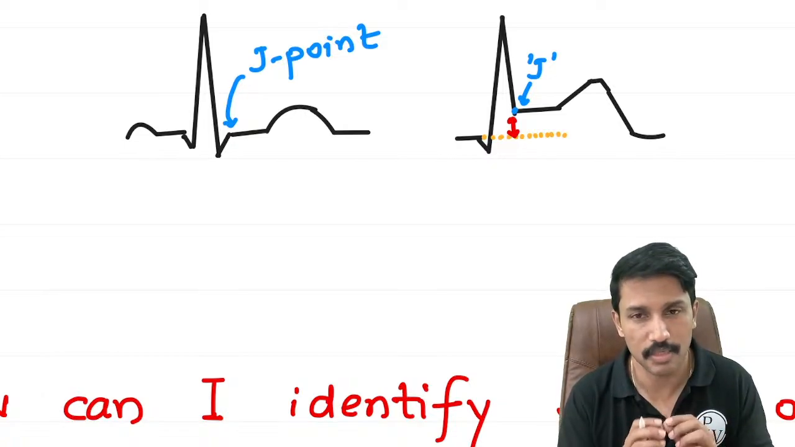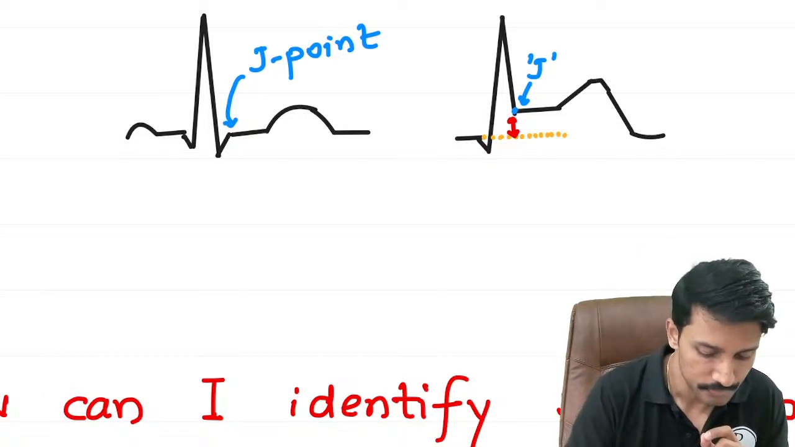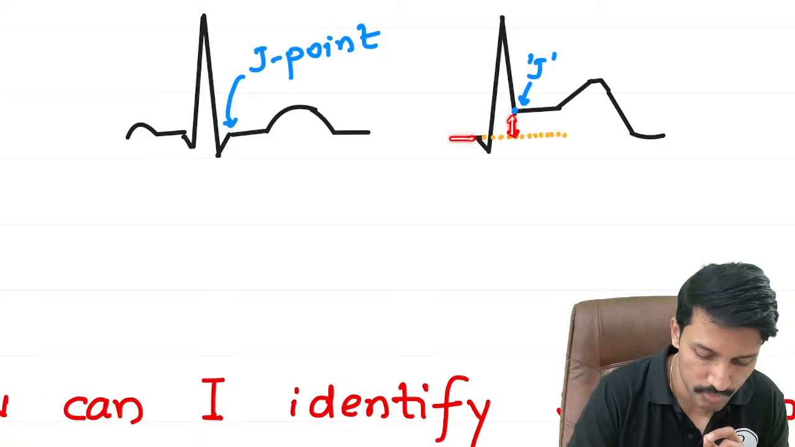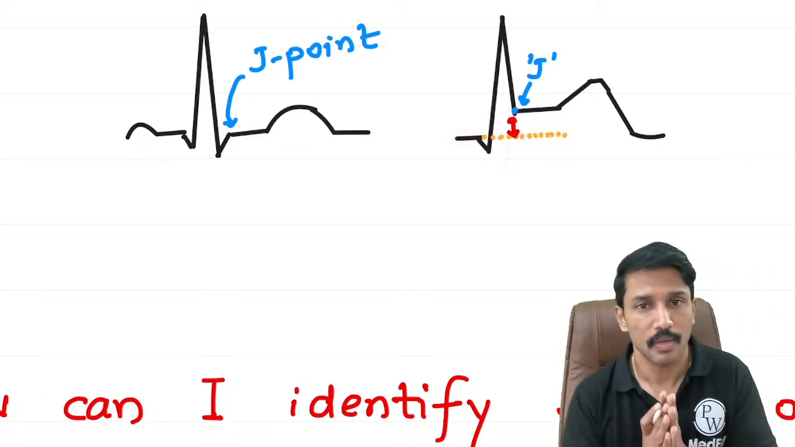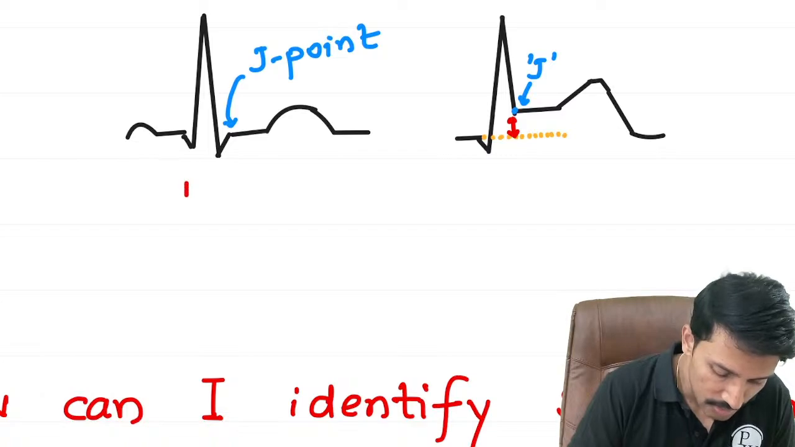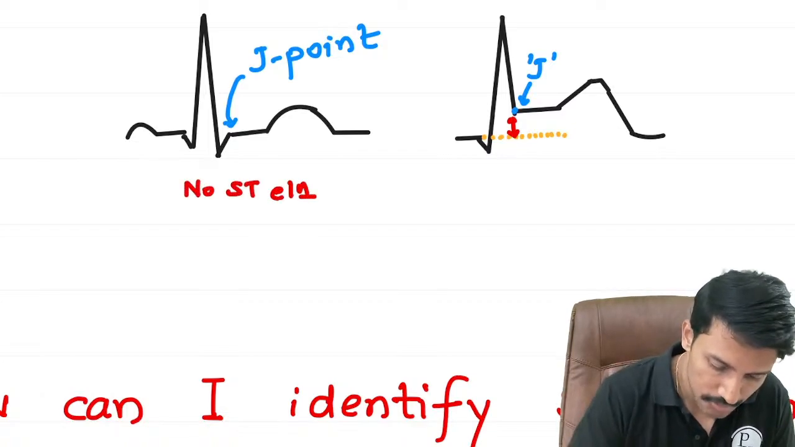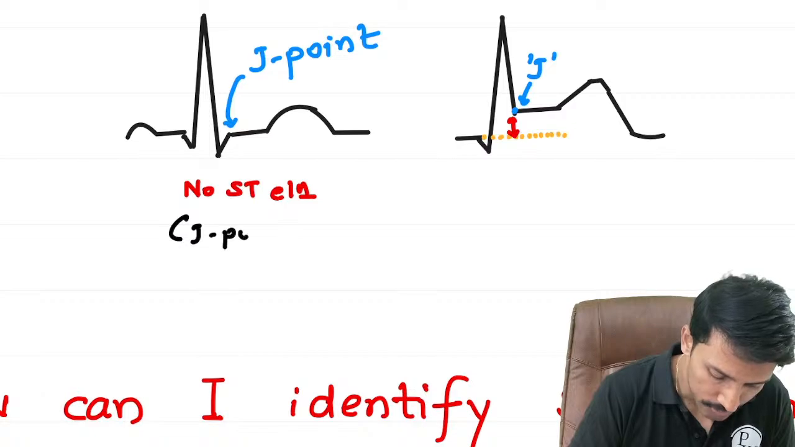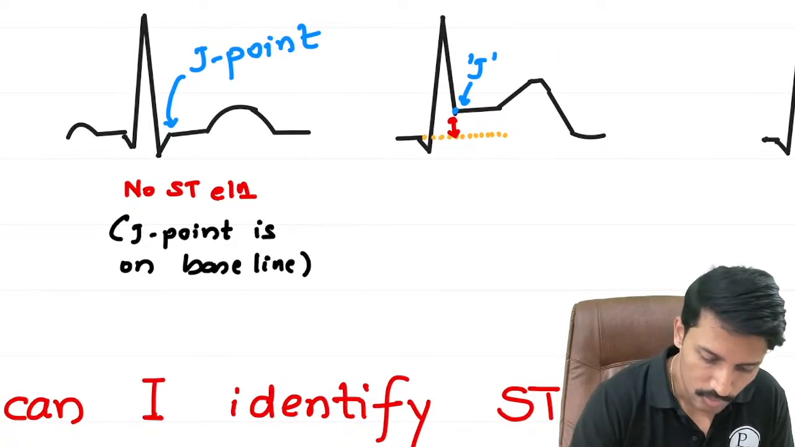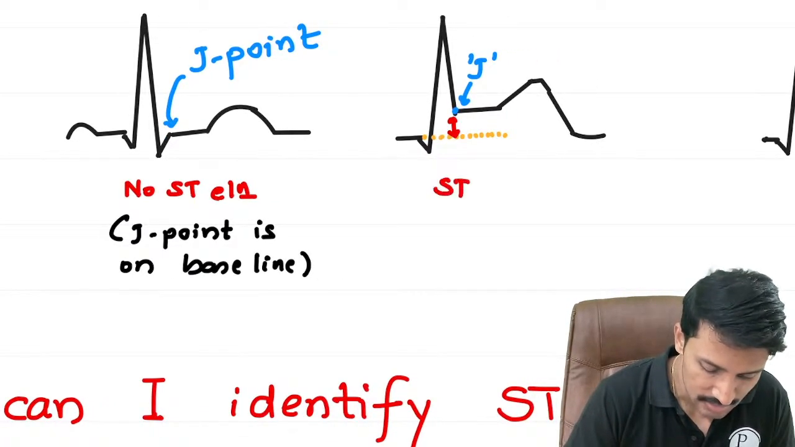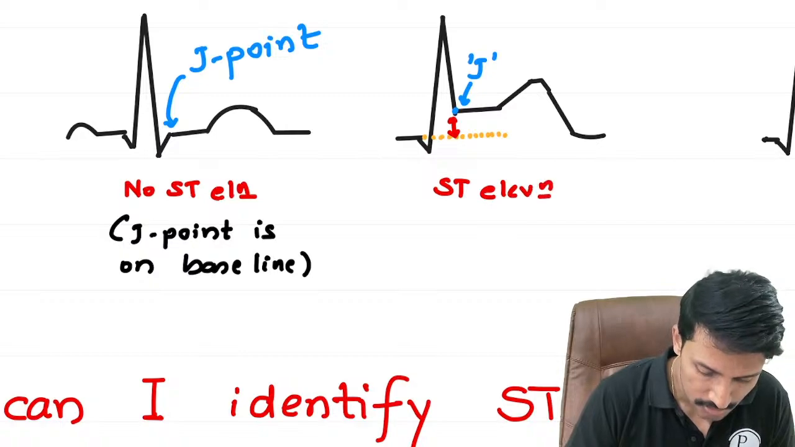Once I have identified the J point, I have to compare it with the PR segment, whether it is above the PR segment, on the same line as the PR segment, or below the PR segment. So in this first image, there is no ST elevation. Why is there no ST elevation? Because the J point is on baseline. And what is our reference baseline? The reference baseline is the PR segment. On the second image, there is clearly ST elevation present.